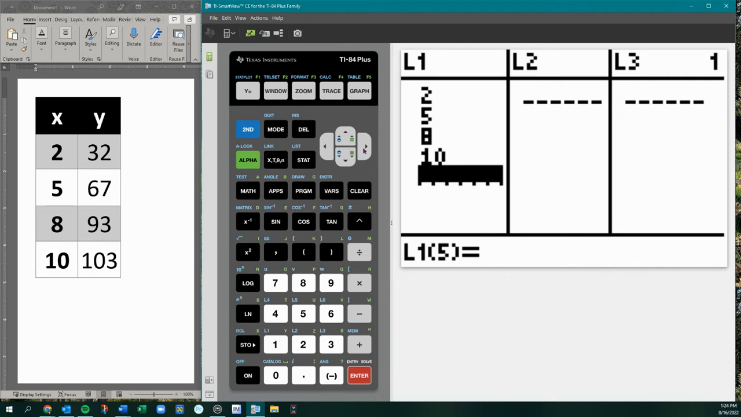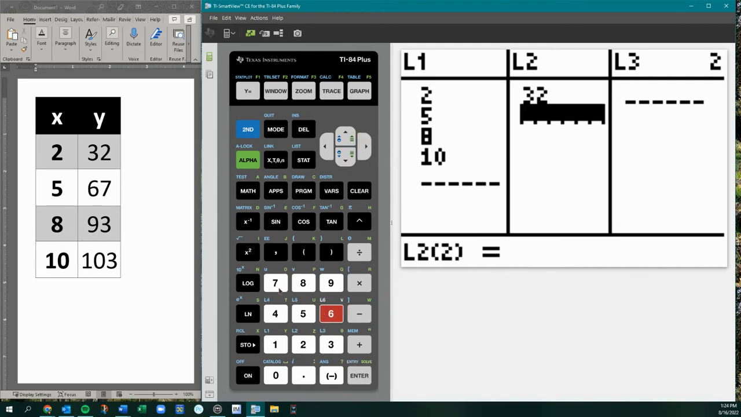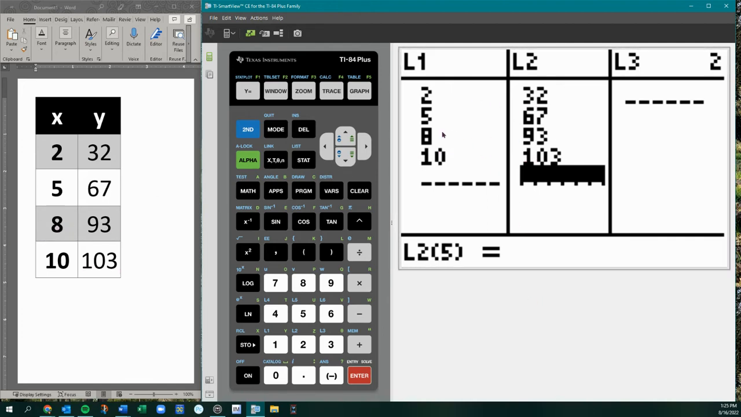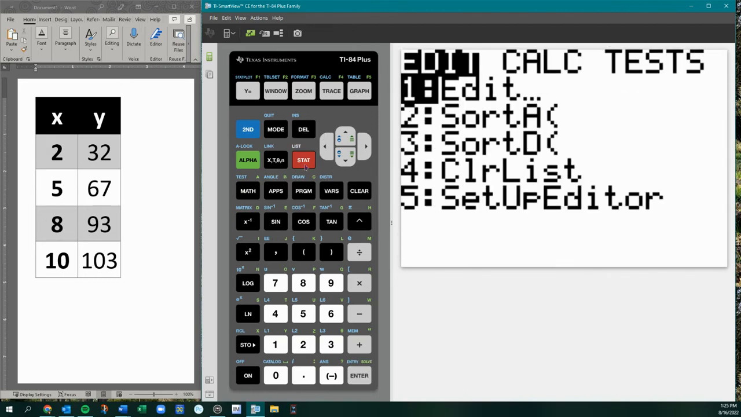I'm entering all of the coordinates or all of the numbers from my table. 32, enter, 67, enter, 93, enter, and 103, making sure that these numbers match up just like my table. Okay, don't get them all twisted up in there, okay? Once your entire table is put in, you're going to press stat one more time.